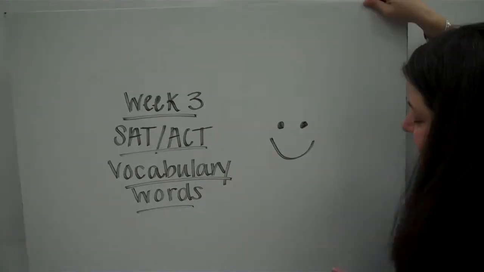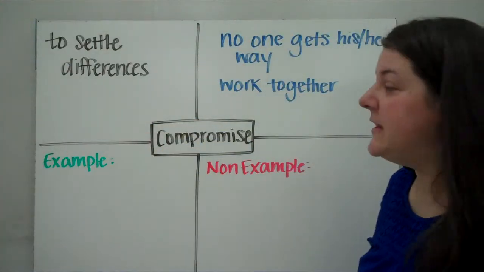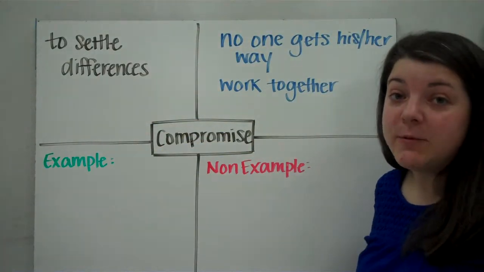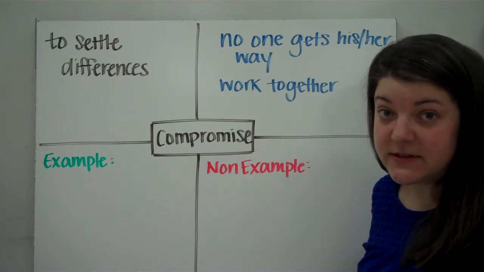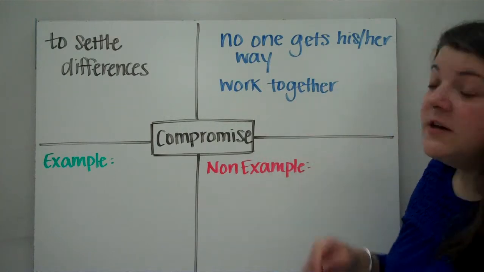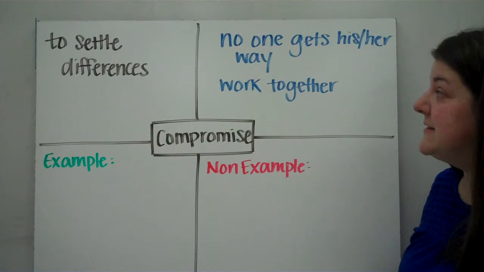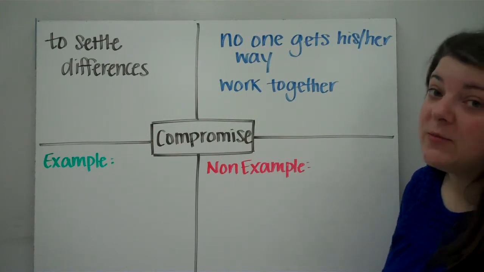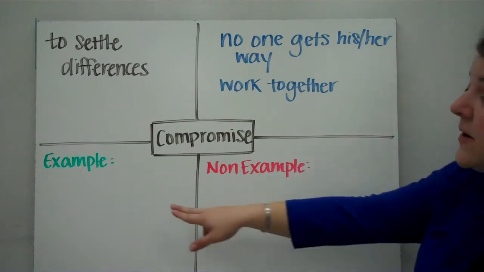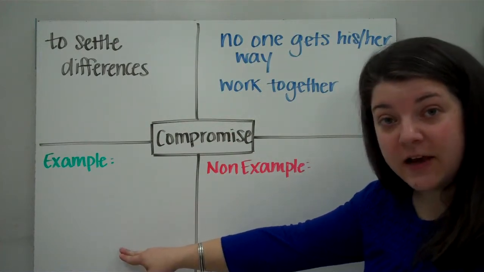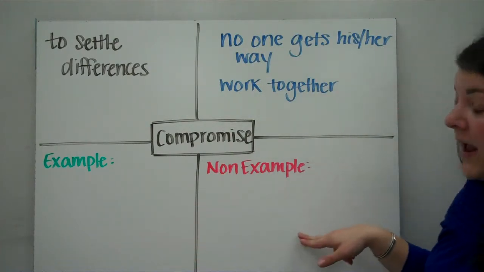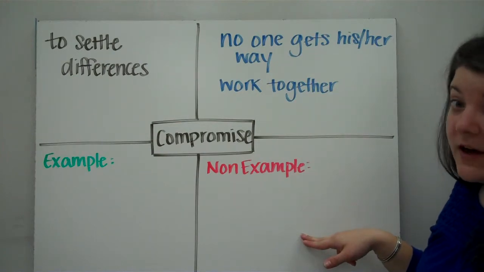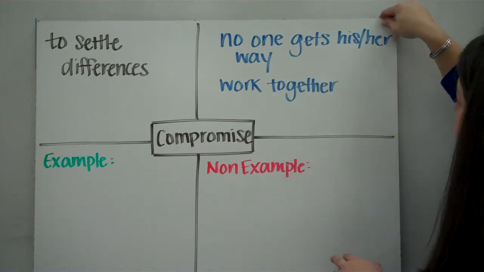So let's begin. The first word of the week is compromise. Compromise means to settle differences. Now, in a compromise, no one is going to get his or her exact way. They're going to have to work together to come to a compromise and agreement. So, give me an example of a compromise from your life and the opposite of a compromise from your life.